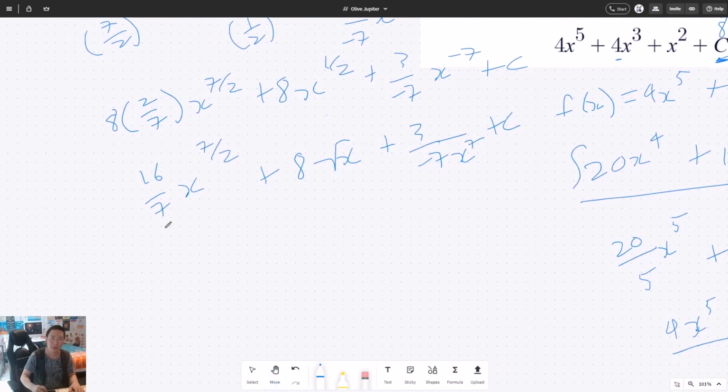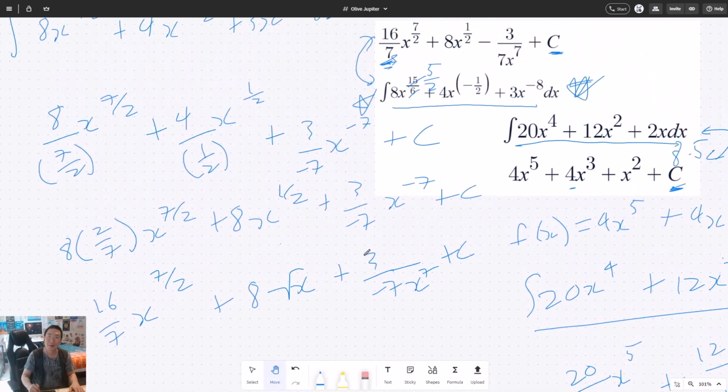Math is amazing, right? So we are going to do 16 over 7. I mean that is the answer, guys. Look, 16 over 7 times x to the power of 7 over 2, plus 8 times square root of x, and then negative 3 over negative 7 multiplied by x to the power of 7, plus c. So that is the answer of how you can do integrals and derivatives.